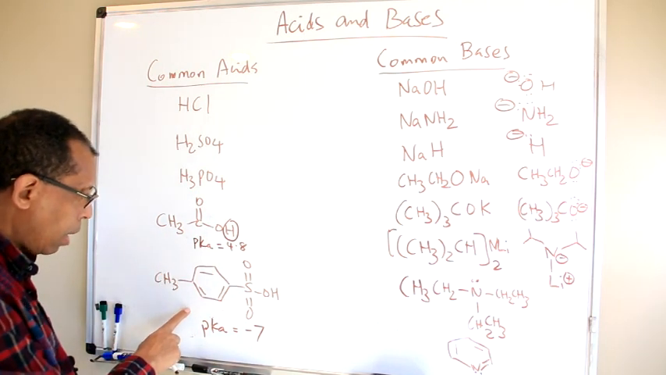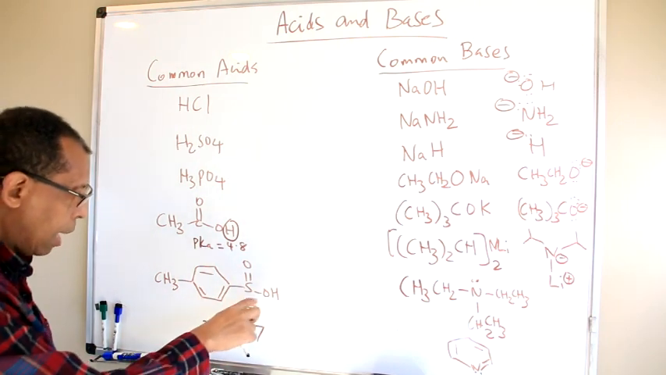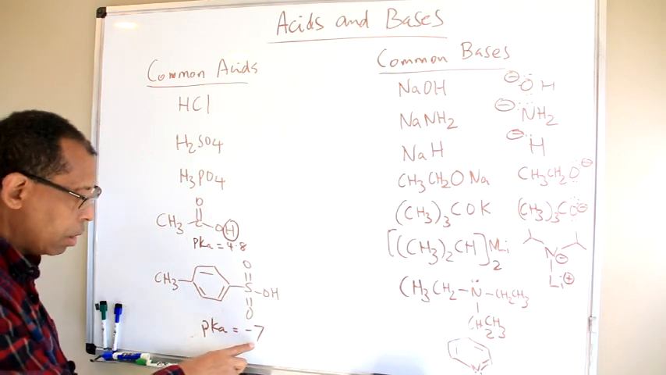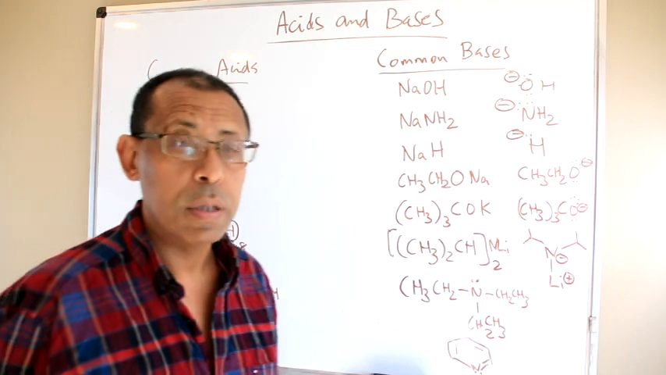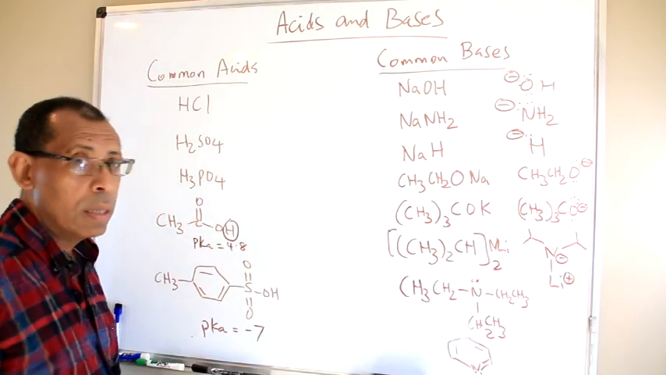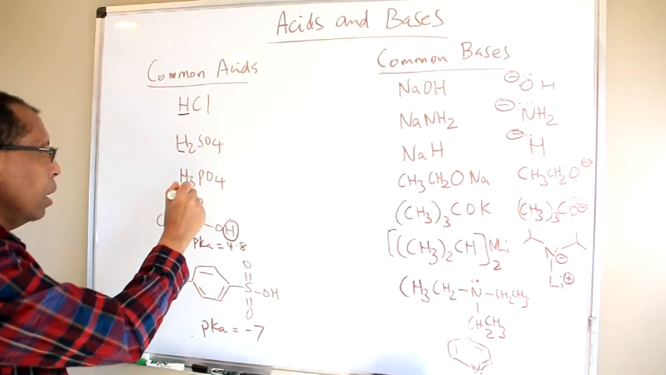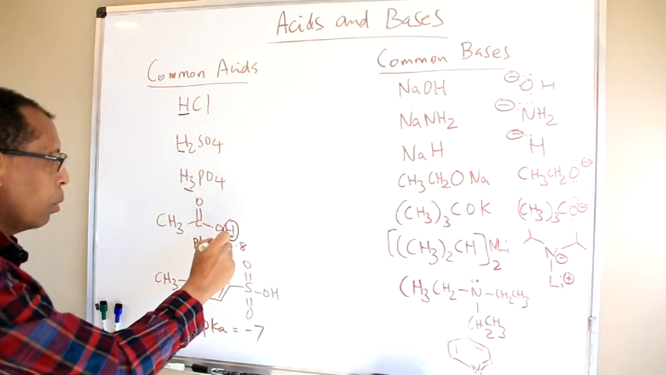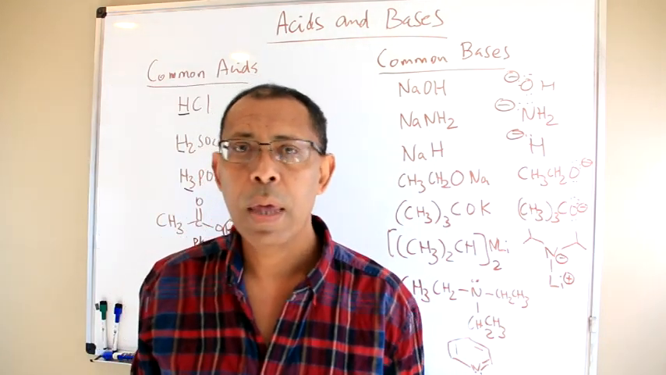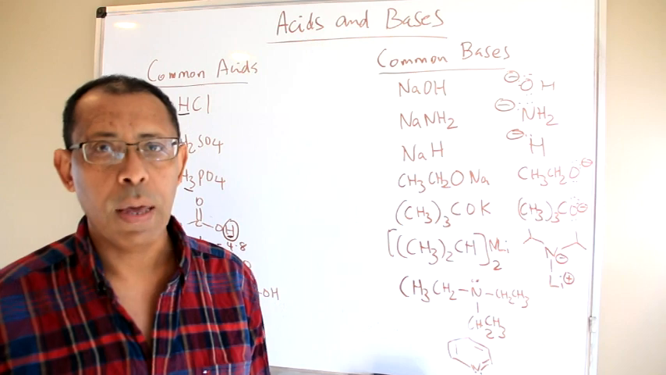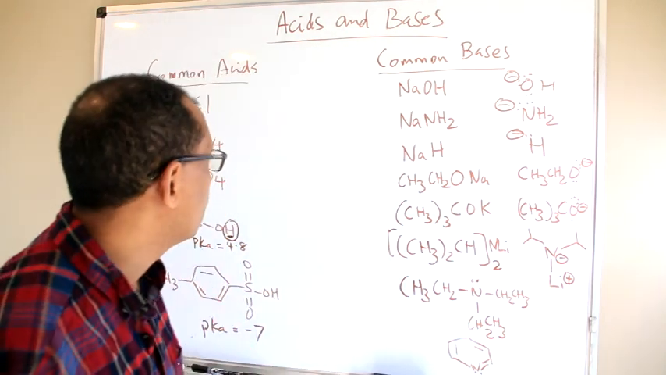Here you see another strong acid. Actually, even though it's an organic compound, it is a sulfonic acid, pKa of -7, which is comparable to hydrochloric acid. So common acids usually deliver a proton in aqueous solution. That's what you see here. So the ionization is very high, therefore they have a high Ka constant or very low pKa values.